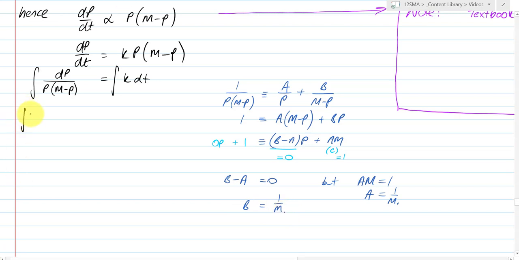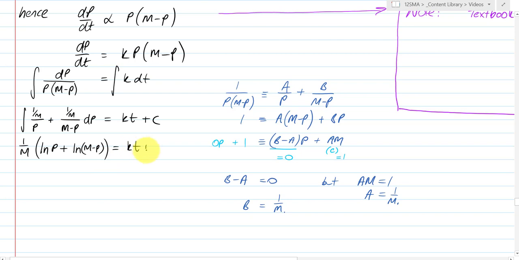The integral of a over p, which is 1 over m over p, plus b over m minus p, which is 1 over m over m minus p, dp is equal to kt plus some constant c. And I'm going to leave it like this because I can take 1 over m out as a common factor, and I'm left with the natural log of p, population is always going to be positive by the way, plus the natural log of m minus p, also always positive, and that equals kt plus c. So that's where we're at so far.